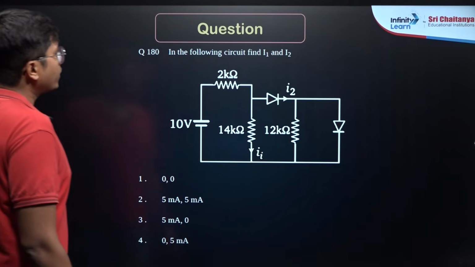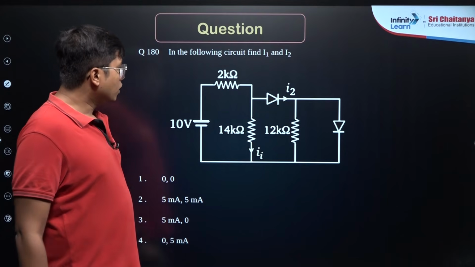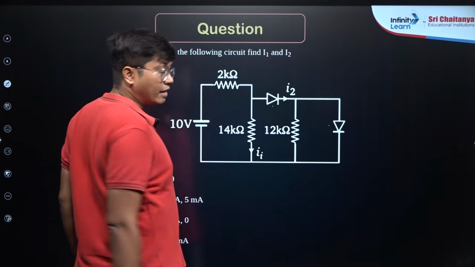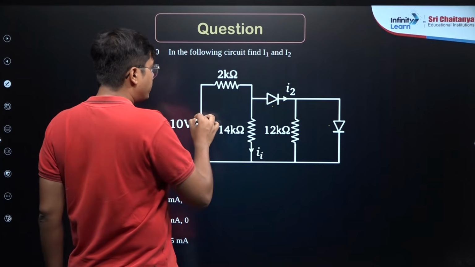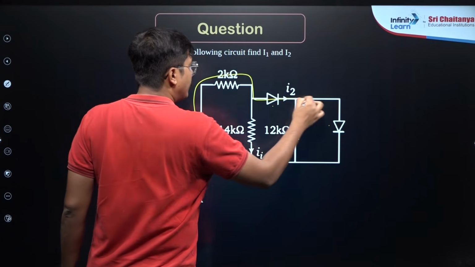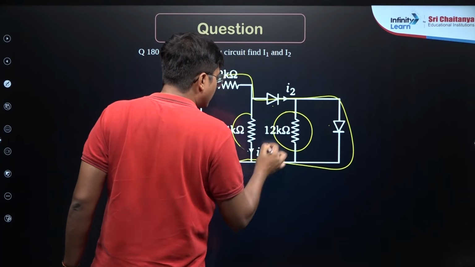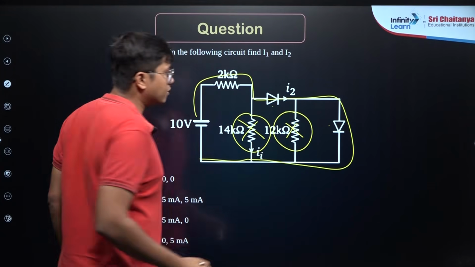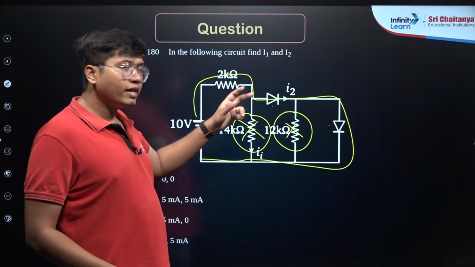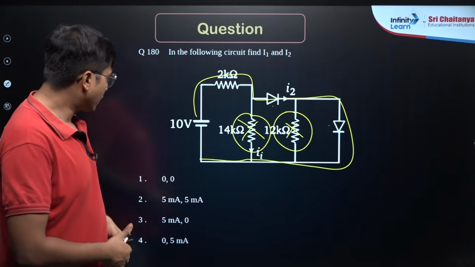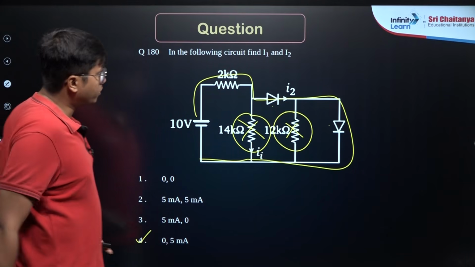This one says in the following circuit find I1 and I2. So over here you see this is a forward bias diode, this is a forward bias diode, so they have zero resistance, which means the current goes through here and then it has a zero resistance path. It will completely short out this resistance and this resistance. So at the end of the day, the only resistance it will encounter is 2 kilo ohm over 10 volts. So the current is 5 milliamperes, option 4.